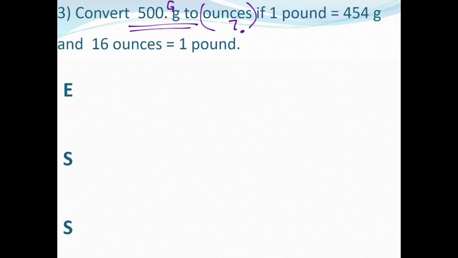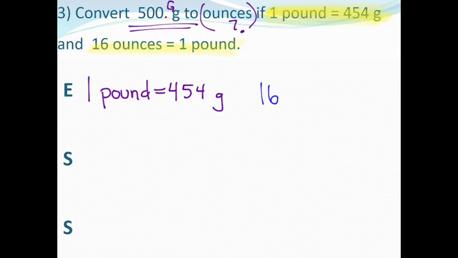And then it's pretty nice, it kind of spells out our equations for us. So 1 pound equals 454 grams. I guess I might as well write that out for us. And then 16 ounces equals 1 pound. I am going to go ahead and abbreviate ounces as OZ. No, I changed my mind. This will be short enough. We can do that. So 16 ounces equals 1 pound.